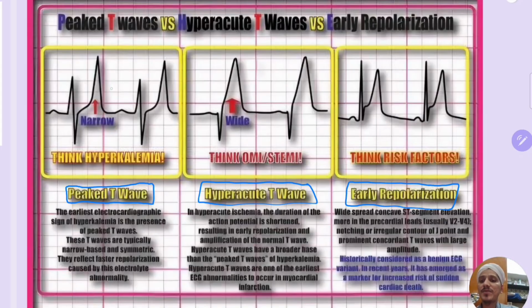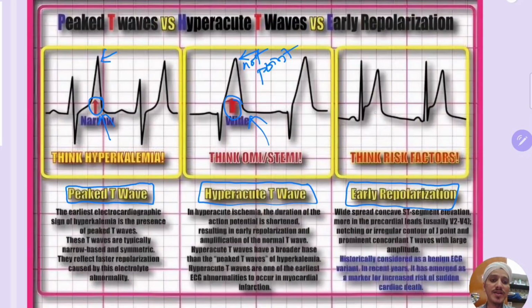See, in hyperkalemia there will be tall T waves. What is tall T waves? We will know in the next diagram. But the base is narrow and the apex is pointed. That is hyperkalemic, and there will be no ST segment deviation. In hyperacute T waves, the base will be broad and the apex will not be pointed, but it can be pointed. This is an important point. Normally it is not pointed. The main thing differentiating hyperkalemic and hyperacute T waves is the base. The base is narrow in hyperkalemic and the base is wide in infarction.